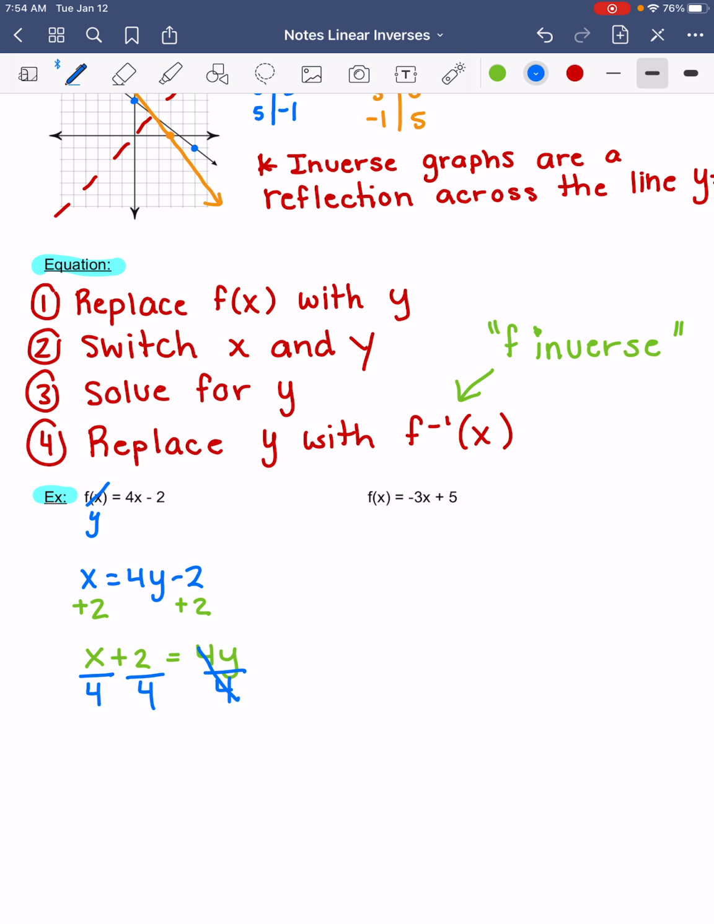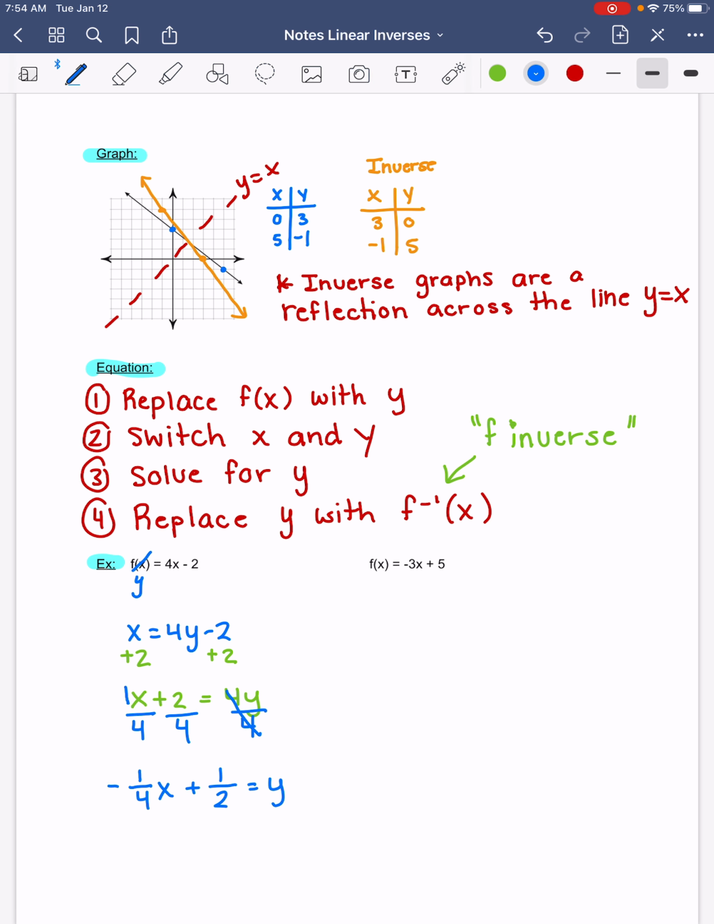A lot of times you write it as a fraction because it's a line, and you want it in slope-intercept form. So the number in front of your x is technically a 1. So it'd be 1/4 x plus 2 divided by 4 could simplify to 1/2. That's equal to y. But you want to replace y with f inverse. So you put f inverse of x, and that would just be my answer. So it's in slope-intercept form. These are all lines, remember? This is the slope, and this is the y-intercept.